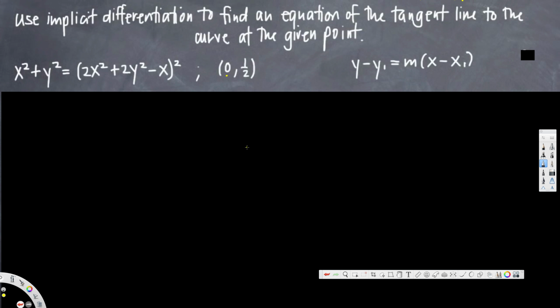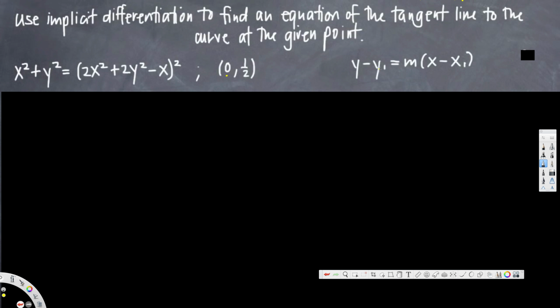In this video we are going to see how to find the equation of the tangent line to the curve at a given point using implicit differentiation. Okay, this is the equation for the tangent line, that is y minus y1 is equal to m times x minus x1, and also we have 2 points provided.